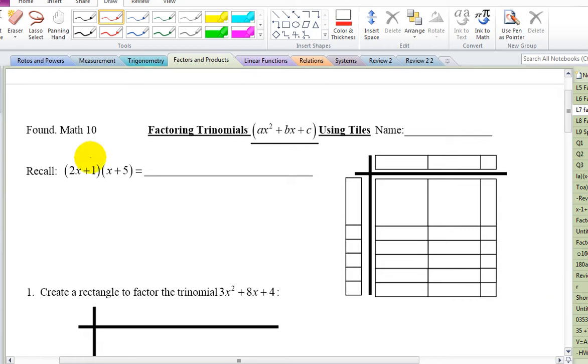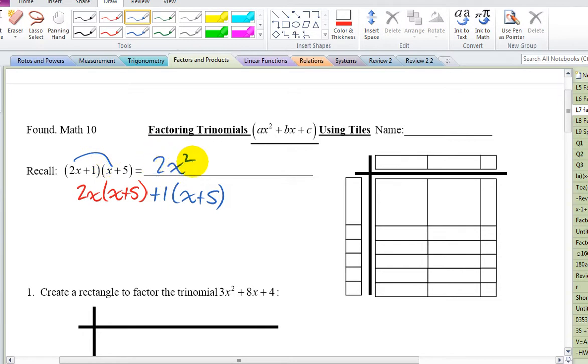What do we multiply? Well, this is the same as 2x times x plus 5 and a plus 1 times an x plus 5. Okay. And so what we get from this multiplication is we get 2x squared. For the next multiplication, we get plus 10x. And then we get plus x. And then we get plus 5.